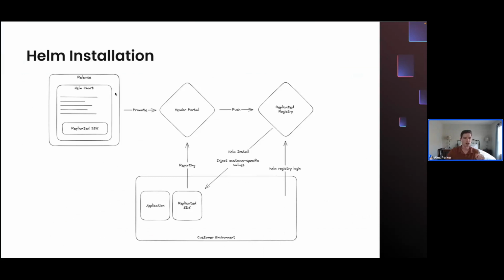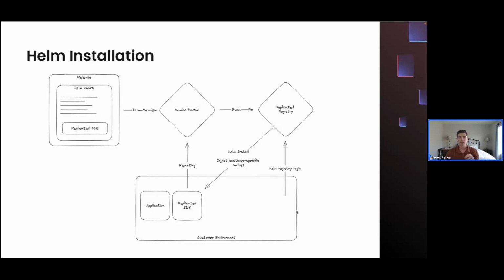So you've got your Helm chart. You put the SDK in there as a dependency, and then package this up as a replicated release, just like you always would. Promote that to a channel in the vendor portal, and then the vendor portal sees that there's a Helm chart there, so it's going to push that chart to the replicated registry. So now it's in the registry so that your customers can pull it and install it using the Helm CLI directly.